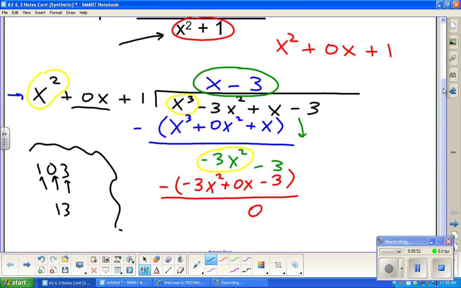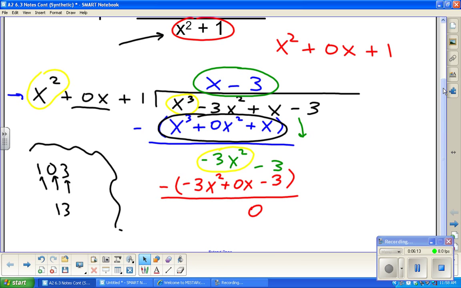When you're doing long division, I think it could still work. It's just going to get a little confusing when you're doing subtractions and stuff. But with this new method we're going to do today, synthetic division, you must put the zeros in to make it work. So get in the habit of doing it. Okay.